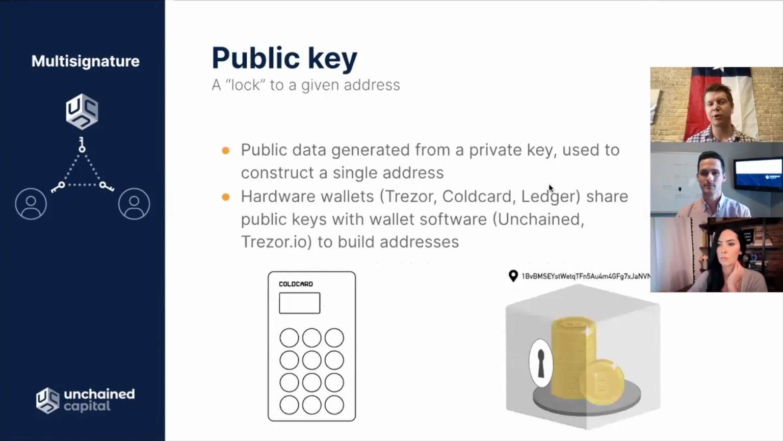The next key term in our list of key terms here is a public key. So a public key you can think about as a lock to a given address. A public key is generated from a private key, which we'll be touching on soon, and it's used to construct a single address. So one public key constructs one address, multiple public keys can construct a single address as well. And your hardware wallets, your devices, share public keys with wallet software like Unchained.com or the Trezor Suite that many of you are familiar with at Trezor.io to build addresses. So public keys are used to construct addresses, and you can think about them as the lock to that address.